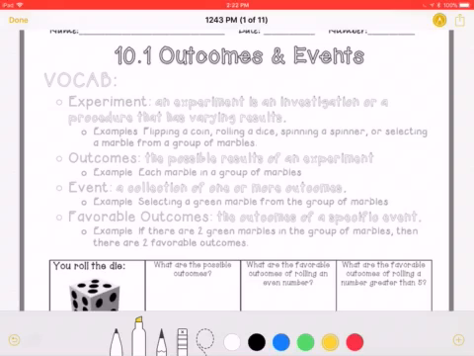All right, class, here we go. Last chapter. We're on to chapter 10. Chapter 10 deals a lot with probability and statistics, so we will be getting into that. Our first lesson here, outcomes and events.